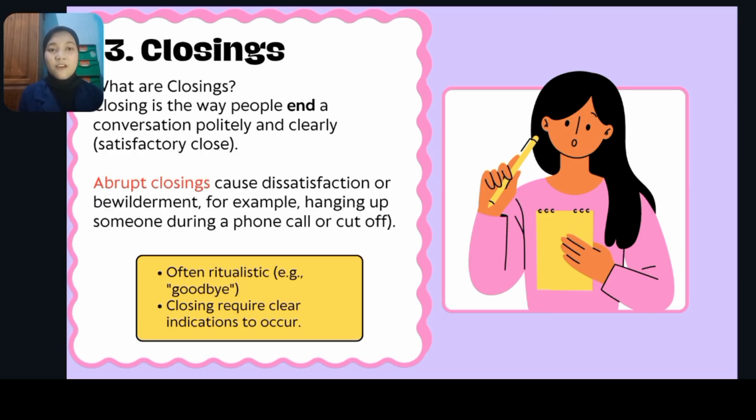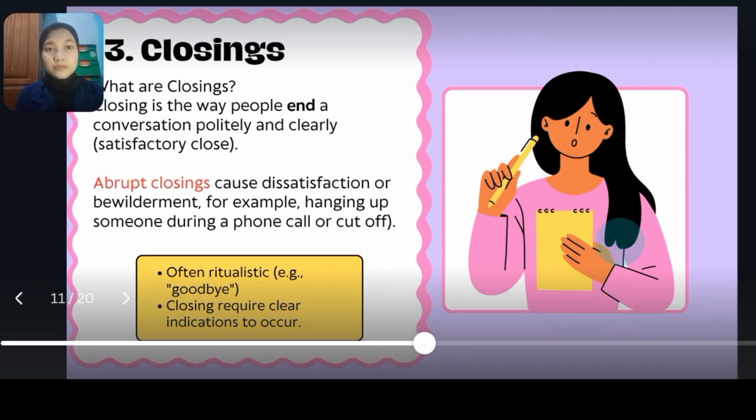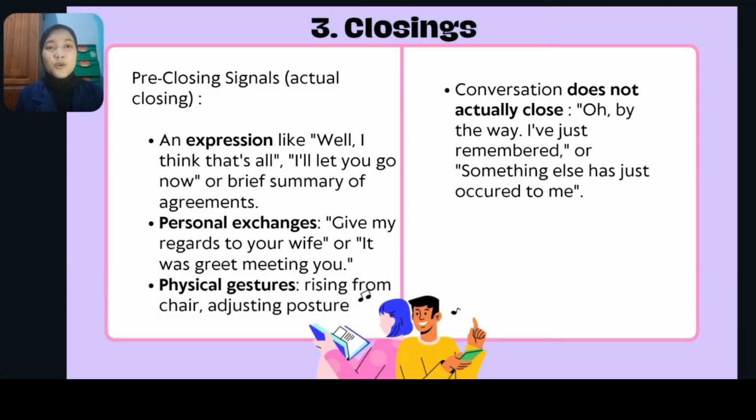Closing is often ritualistic. For example, we say goodbye. And closing requires clear indications to occur. So there are pre-closing signals, or we can say actual closing. We can say an expression like, "Well, I think that's all," "I'll let you go now," or give a brief summary of agreements.